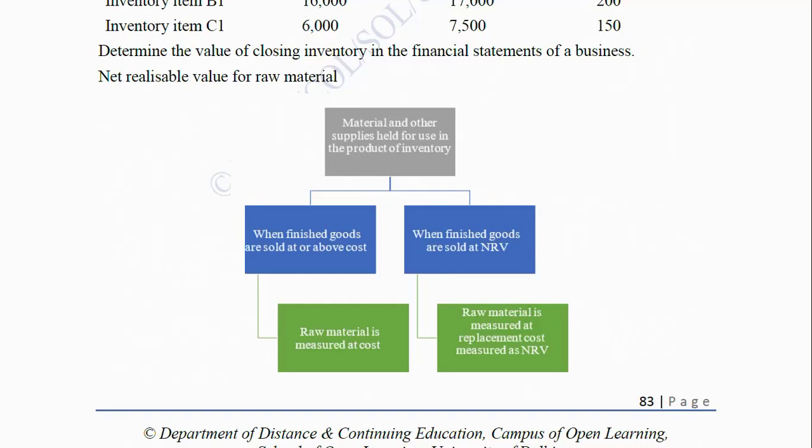Now, net realizable value for raw material can be understood with the help of the following figure. Materials and other supplies held for use in the production of inventory. So we have two cases. When the finished goods are sold at or above cost, then raw material is valued or measured at cost. When the finished goods are sold at NRV, raw material is measured at replacement cost taken as NRV.